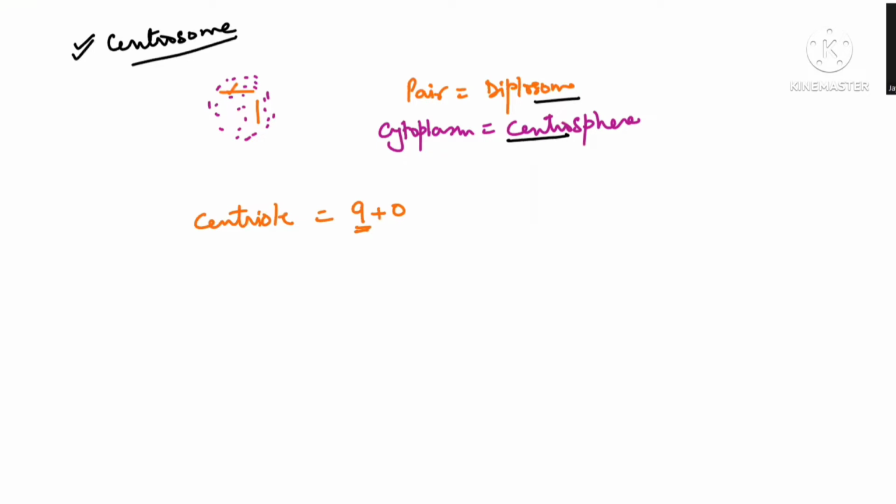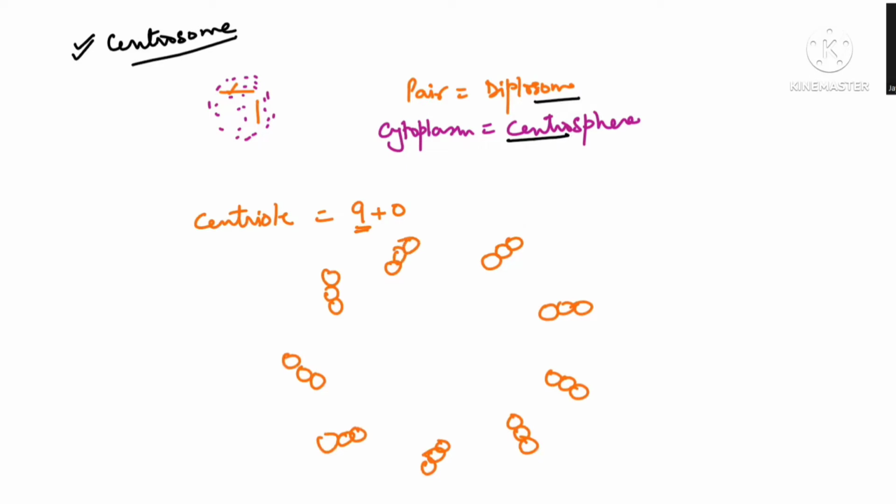microtubules. 9 microtubules are present in the triplet form. So this is your 1, 2, 3, 4, 5, 6, 7, 8, 9. And this is your triplet. So 9 peripheral microtubules in the form of triplets are present, and in the center, nothing is there. And these triplets are interconnected with the help of the linker.